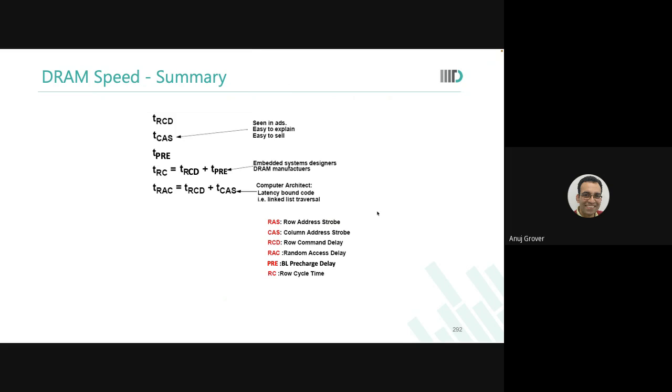Why will the percentage be different? Why will the percentage of change be different across these components? All these delays are a combination of some RC delay and some other delay. That ratio is different for each one of them. Is it not?